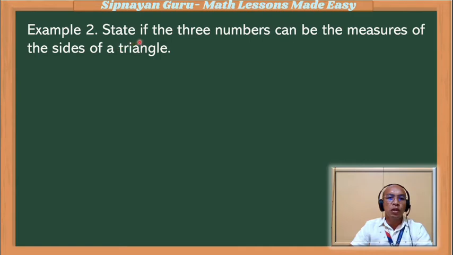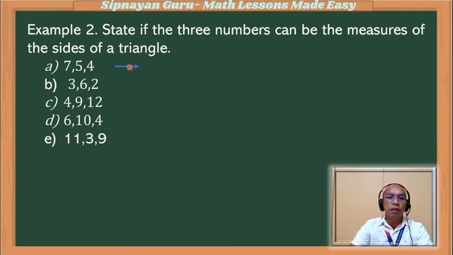Example number 2. State if the three numbers can be measures of the sides of a triangle. Based on the theorem, if you add two sides, it must be greater than the third side. So that we will not be comparing 3 times, what we are going to do to determine if these three numbers can be sides of a triangle is add up the two smaller numbers and compare that to the largest number. If the sum is greater than the largest, then definitely the numbers can make a triangle.